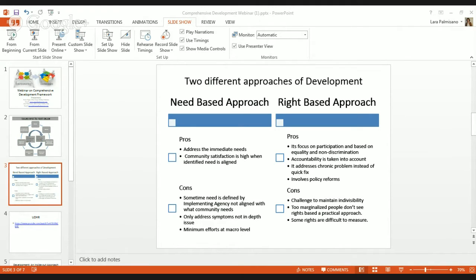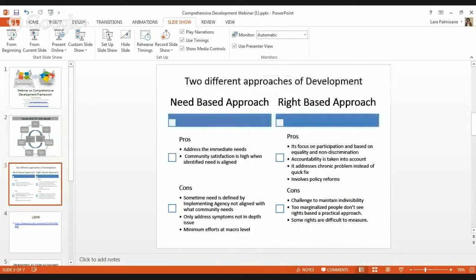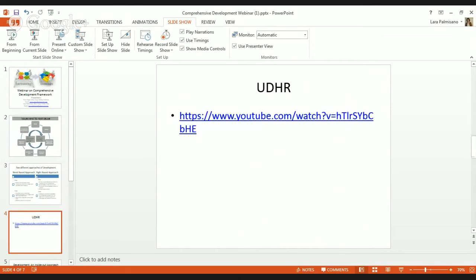Thank you very much, Lara, for explaining the development issues and their root causes in a very brief way. And thank you also for throwing light on two different approaches, which are the needs-based approach and the rights-based approach.